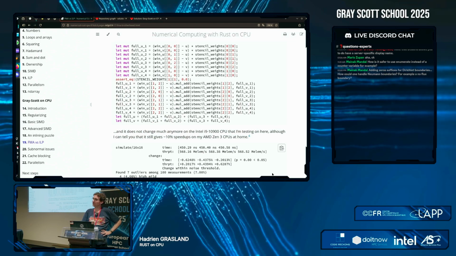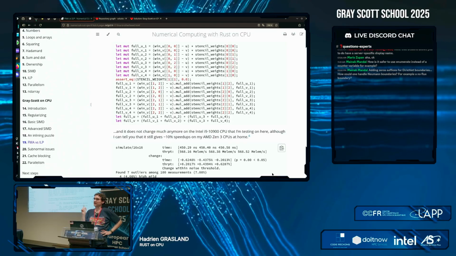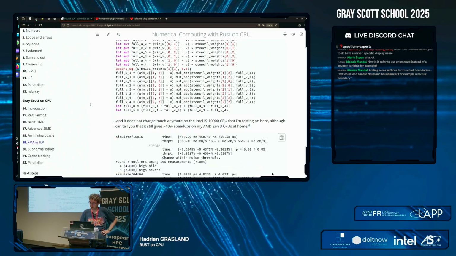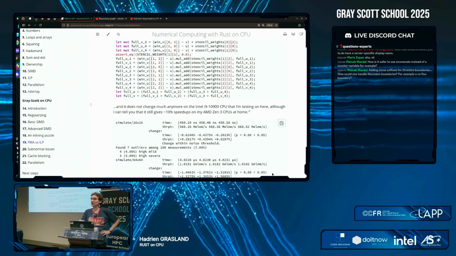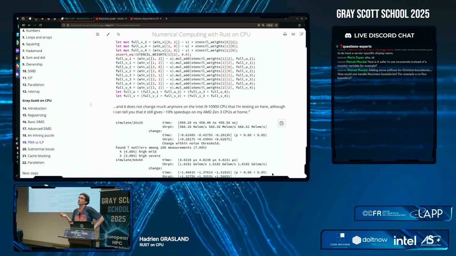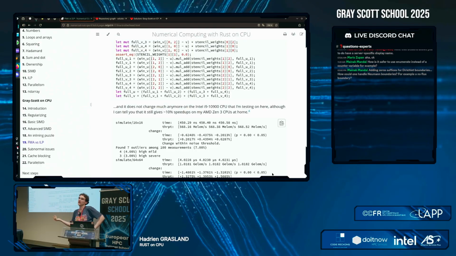This doesn't help on my Intel CPU. It still helps on my AMD CPU. We will see why in the next chapter. So on Intel, nothing. I can tell you on AMD, 10% speed up. We are in the diminishing returns range, but still good to take.